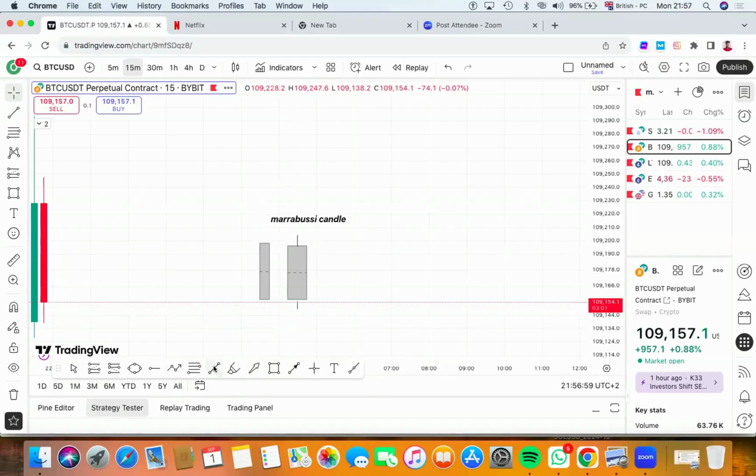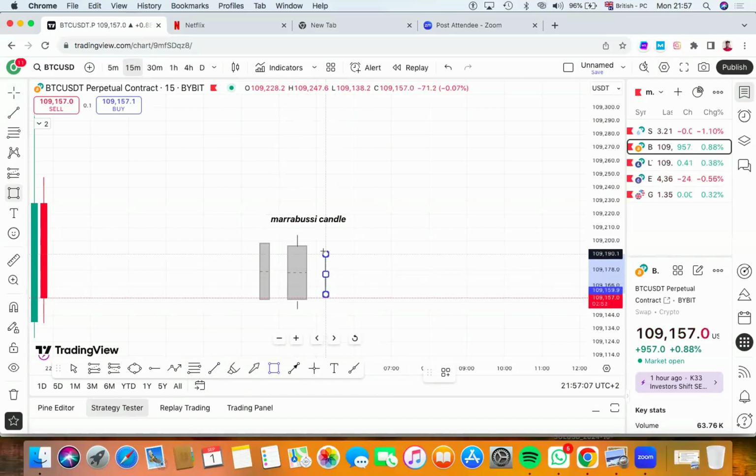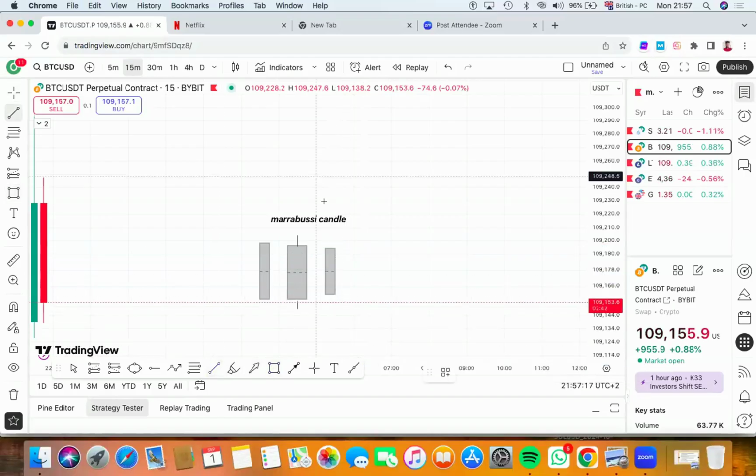And you have at times a Marabozu candle that will just have only the top wick without the upper wick, okay? And it can be either a bullish candle or a bearish candle, okay? So those are the 3 types of Marabozu candles that you will see. They have huge bodies and tiny wicks, okay?